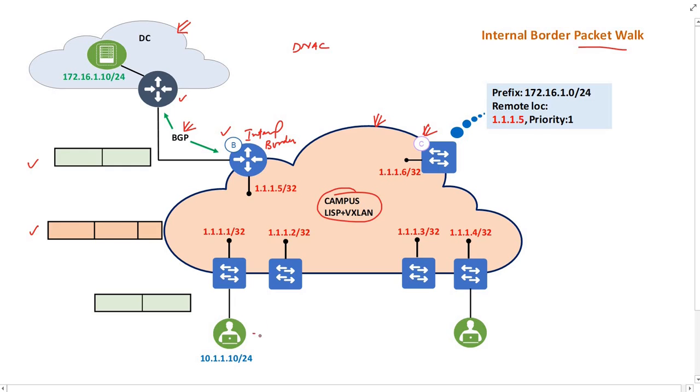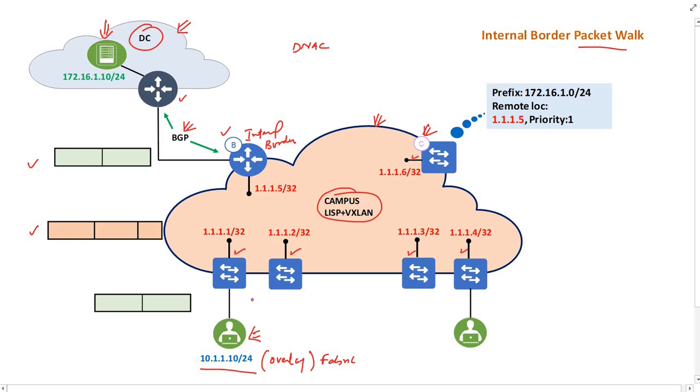This user here wants to communicate with the server present in the data center. The IP address of this user is 10.1.1.10/24. If you have gone through my previous videos, you can easily figure out that this address is part of the overlay network or fabric. All those nodes, such as the border node, control plane node, and edge nodes, have a corresponding loopback configured on them. This loopback is part of the underlay network.